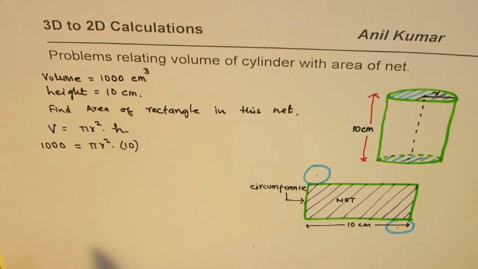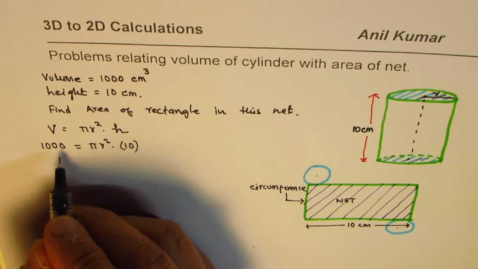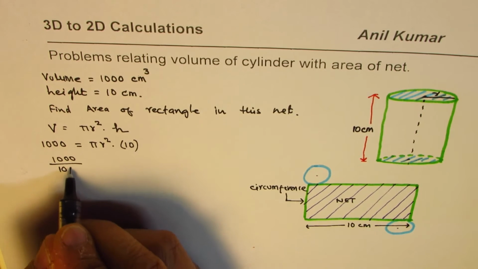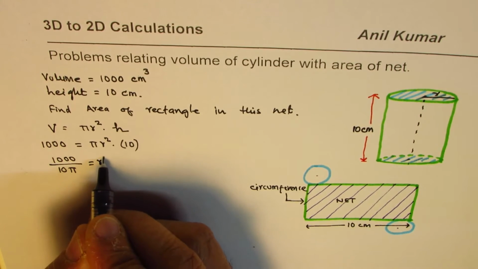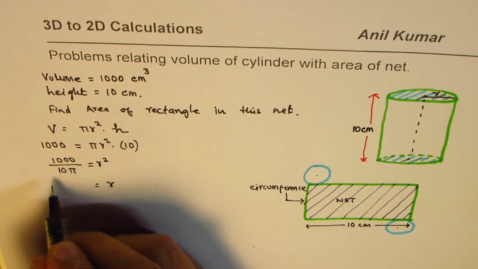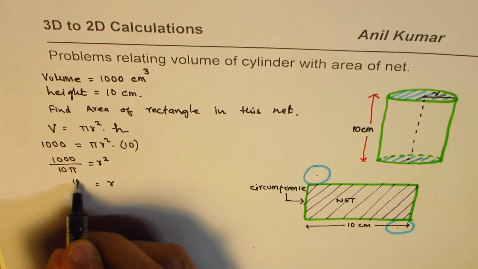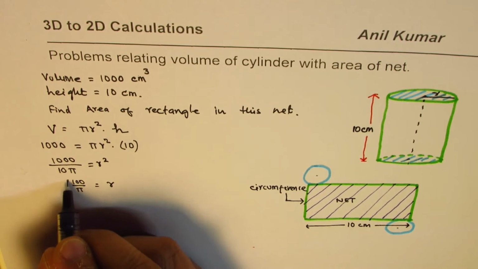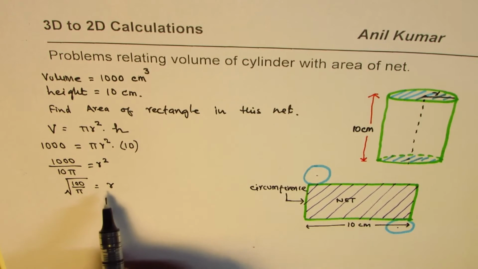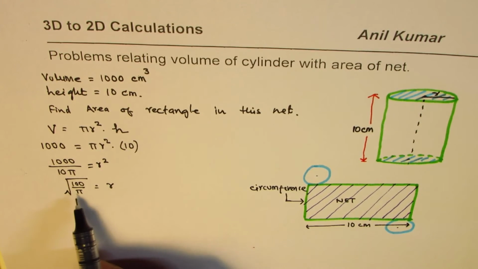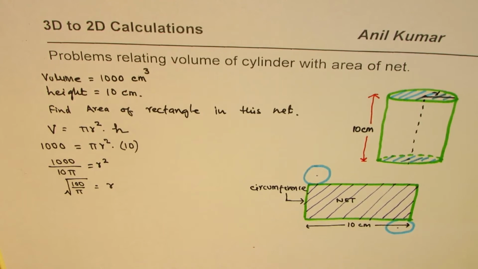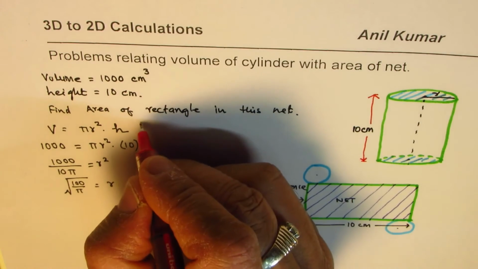So from here we can find the radius. We divide 1000 by 10 pi, which gives us radius square. And the radius will equal the square root of 100 over pi. Is that okay? 10 cancels. The radius is always positive, so we have taken the positive root for r, which is the square root of 100 over pi. So what we get here is the radius.